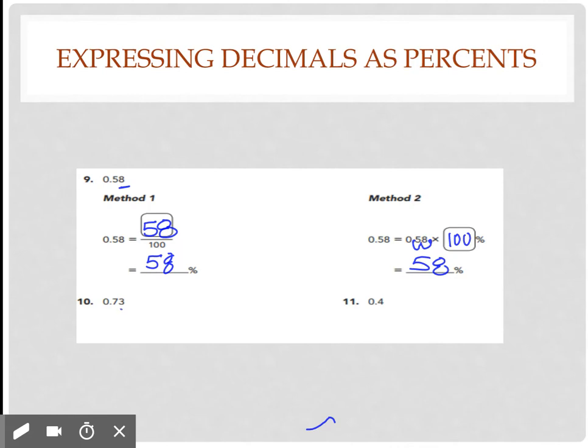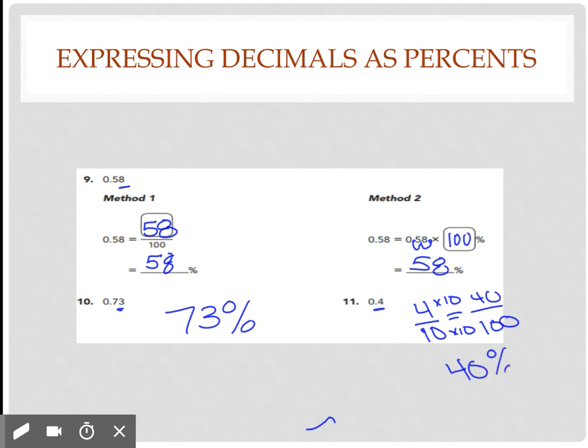So number 10 would be 73% because our 3 is in our hundredths place. Number 11 might have caused you a little problem. It would not be 4%. Notice that our 4 is in the tenths place. So as a fraction, it would be 4 over 10. And you would have to make it equal to something over 100. So we'd have to multiply by 10, and we get 40 over 100. So 40% should have been your answer for number 11.